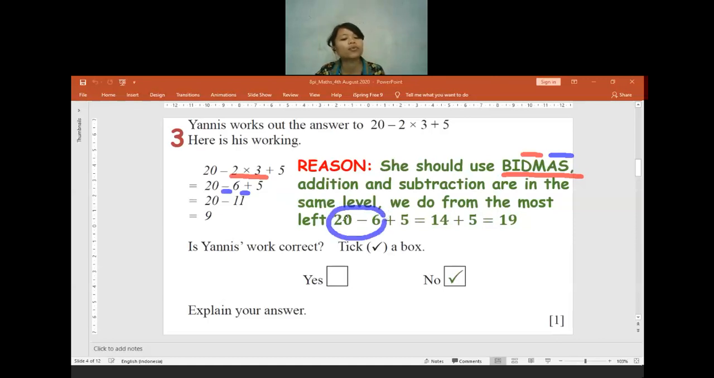So we have to solve 20 minus 6, which is equal to 14. And then later we can add 5. So the final answer is supposed to be 19. Is there anyone who is confused? If you only put a tick for no, but your reason is not correct, there will be no marks for you still. So is there anyone having any difficulties or getting confused?